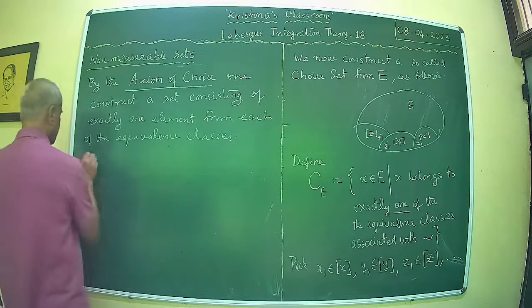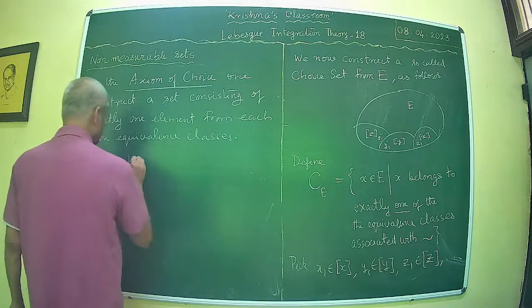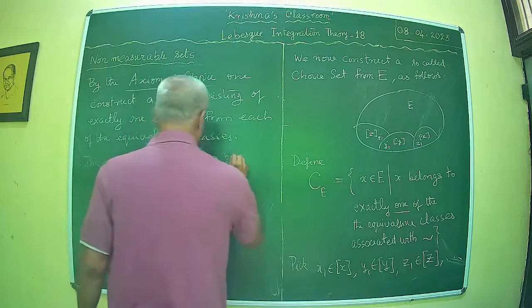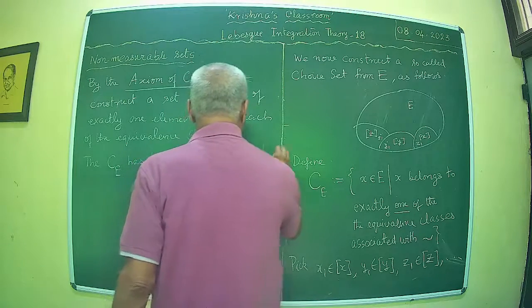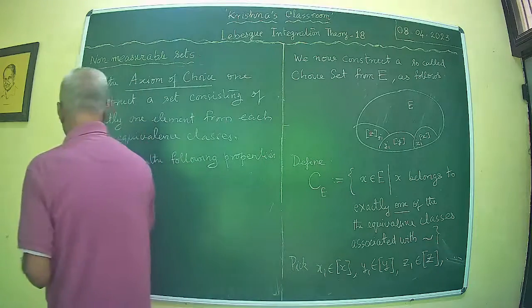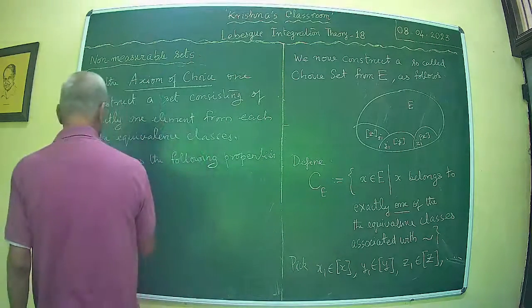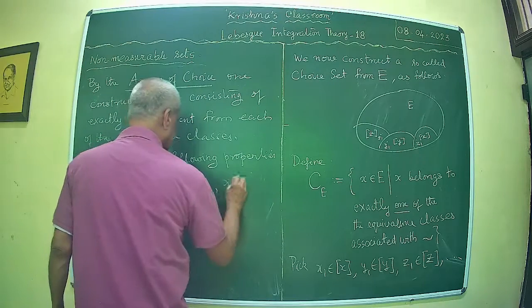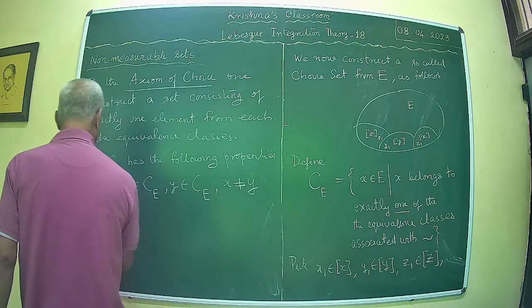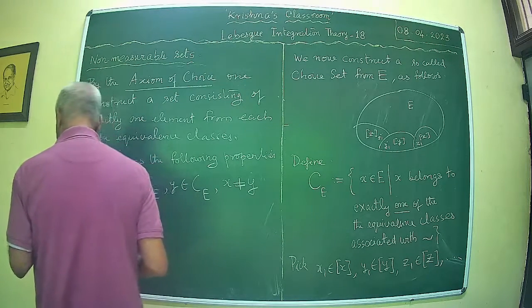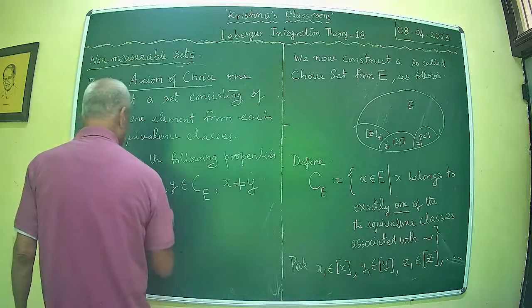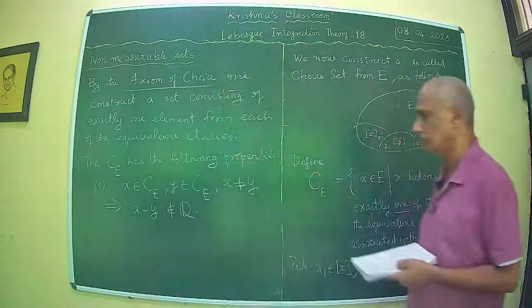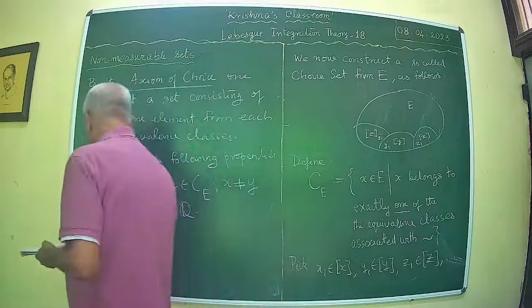Then we have the following properties. First one, x belonging to C, y belonging to C, x not equal to y implies x minus y does not belong to Q. It's not rational. That is the first property.